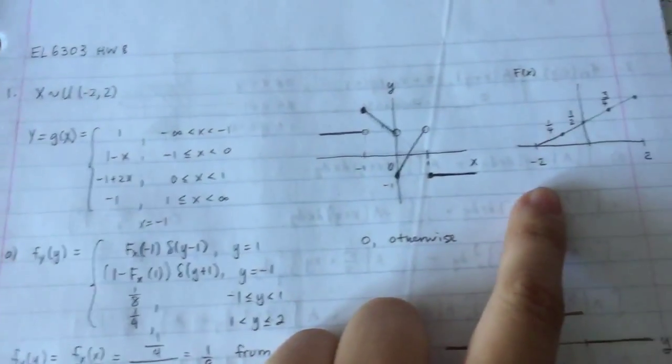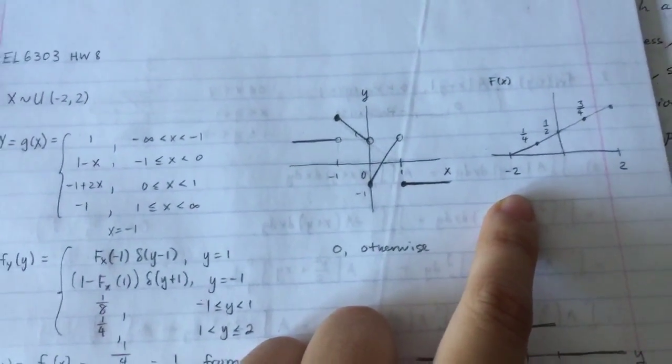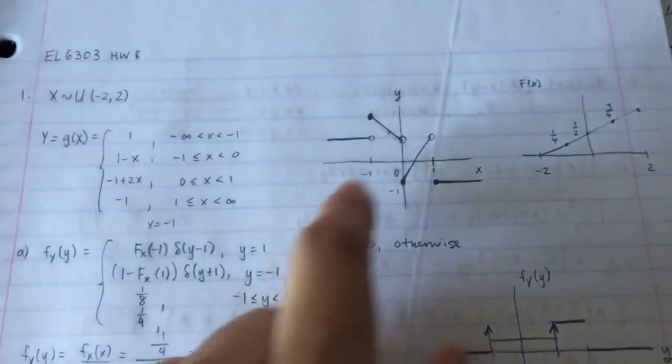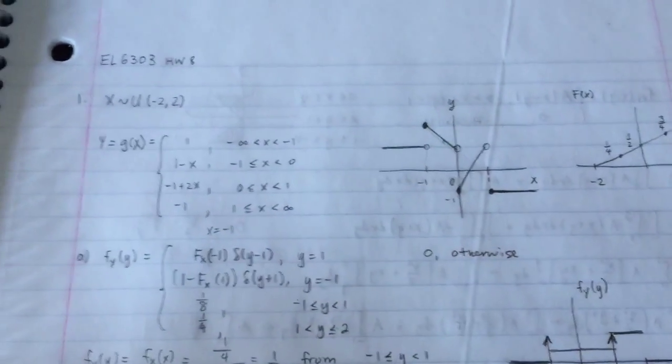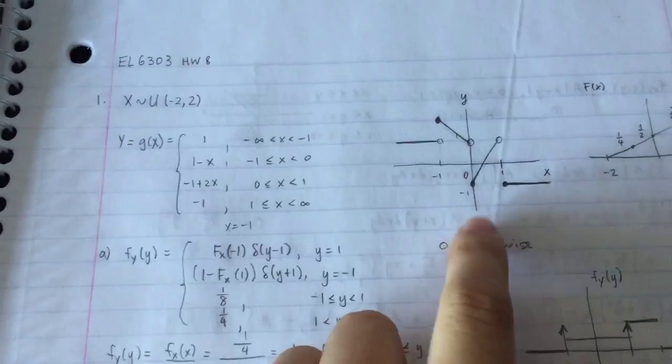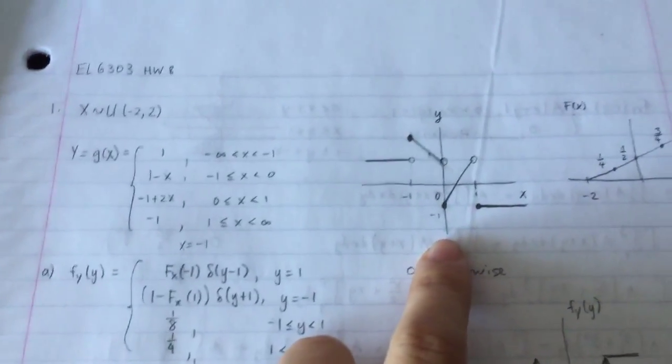And I also drew out big F of x because it's just uniform. That means when you integrate it, it's going to be a slope going up from -2 to 2. So how we find small f of x is by looking at this graph over here.